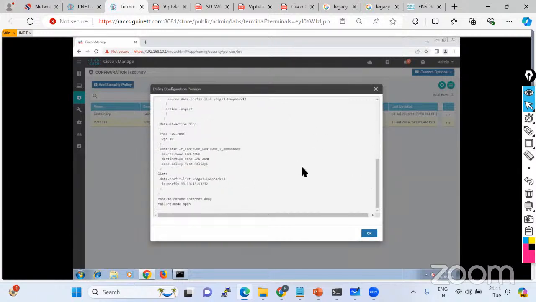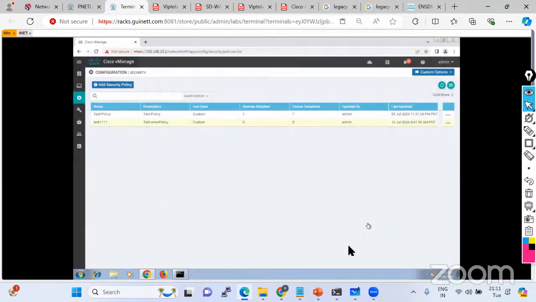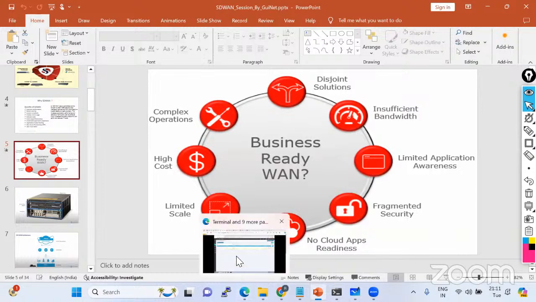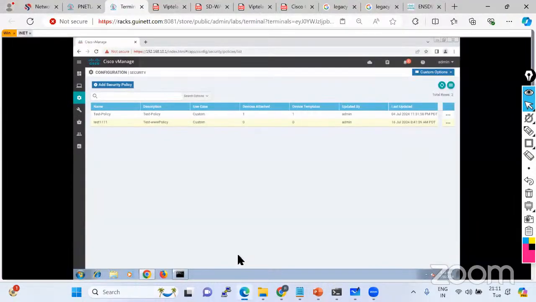Don't be confused. I'm talking about the advanced features, but I'm just trying to showcase the features available in Cisco SD-WAN, which are not possible in the legacy WAN solution. So this fragmented security can be sorted out by using SD-WAN, and the cloud readiness. All configuration is possible here from the GUI. Yes, every configuration from the GUI. You don't have to go into the CLI, unless you are going to onboard any devices.